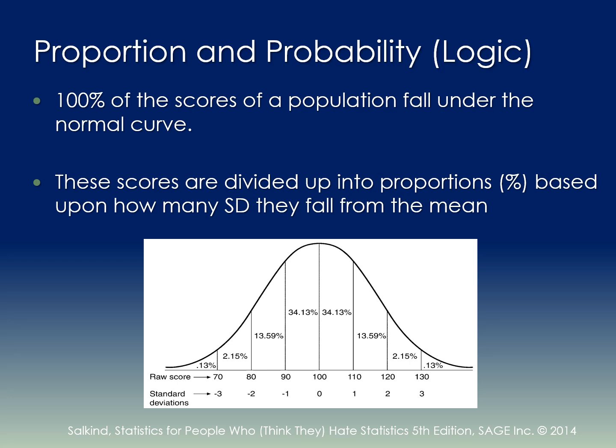These scores are divided up into proportions or percentages based upon how many standard deviations they fall from the mean. And so we've broken those out now into those standard deviation intervals. For example, between the mean and one standard deviation, 34.13% of all the scores, of the 100% of the scores, are going to fall in those intervals. And those proportions in those intervals never change. Let's go on to the next slide.